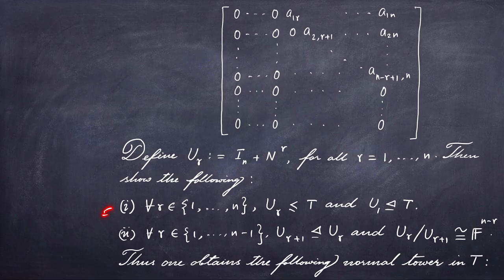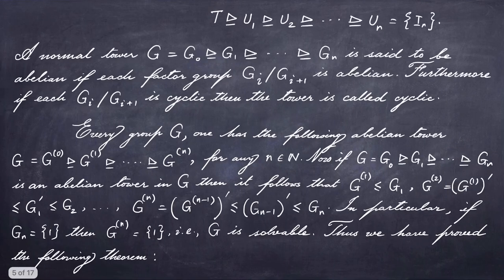So in view of these two, it is now immediate that this is a normal tower in the group of invertible upper triangular matrices. Okay. Given a normal tower, we say it is abelian if each factor group G_i modulo G_{i+1} is abelian. Furthermore, we say a normal tower is cyclic if each factor group is cyclic.